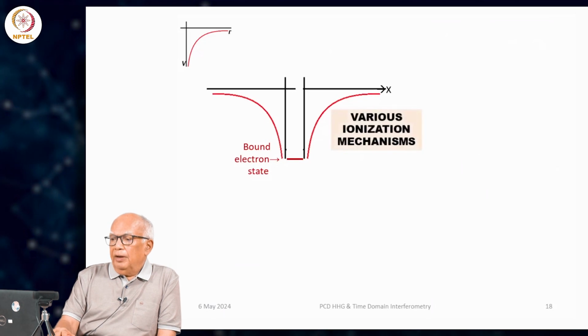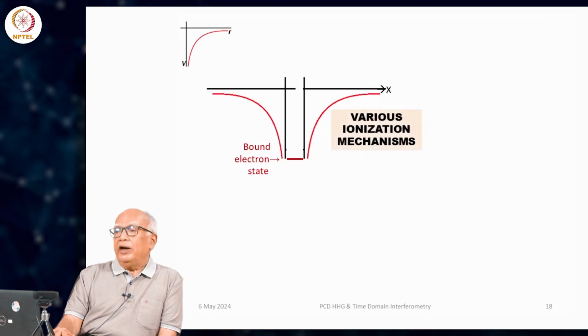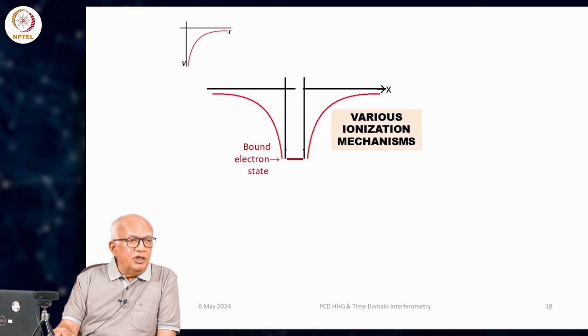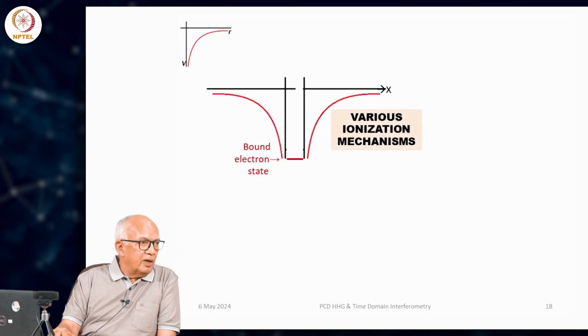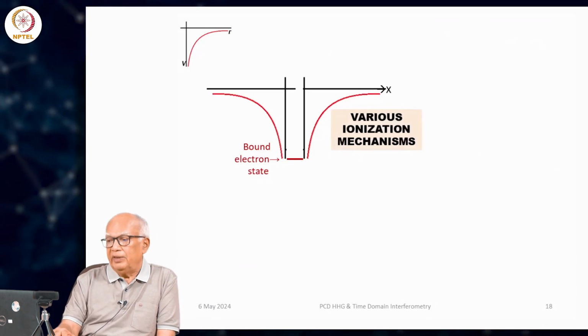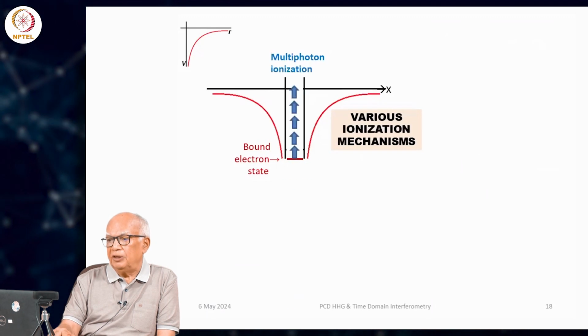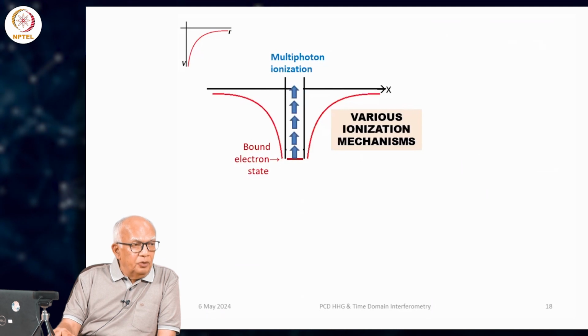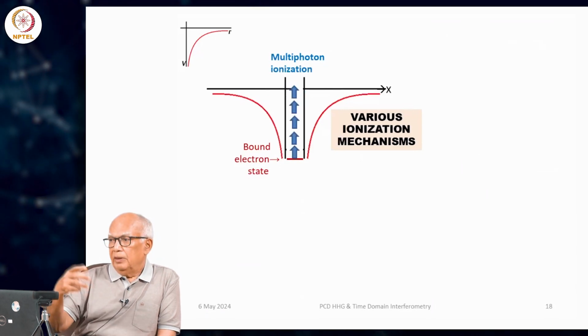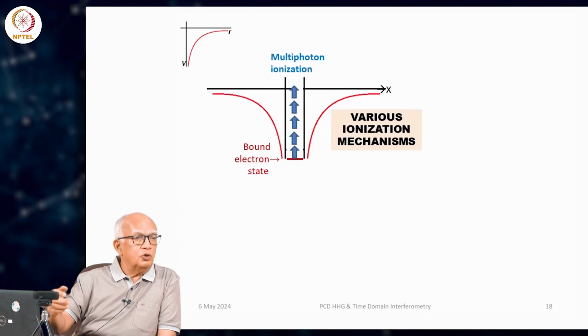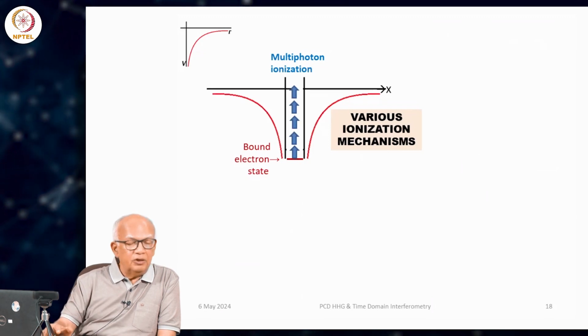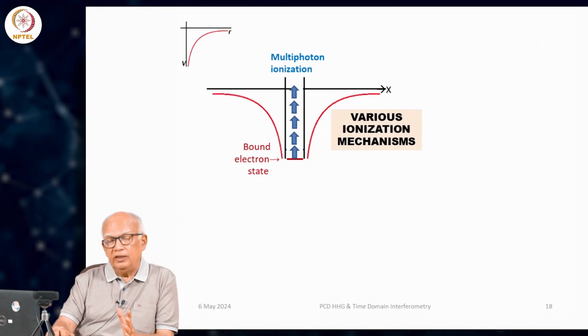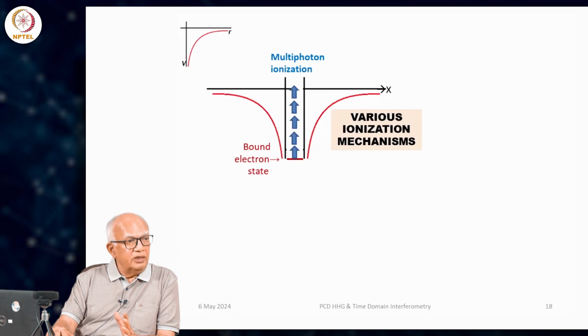Now, how can you ionize this? There are various ionization mechanisms which are possible and which are of interest for our discussion. The one that is of interest is multiphoton ionization, where the atom absorbs a large number of photons, and that is responsible. So, this is the non-Einstein multiphoton ionization.